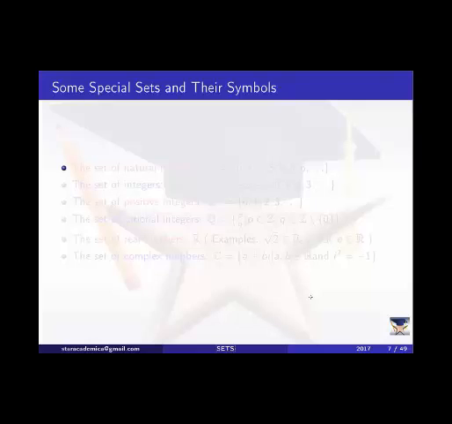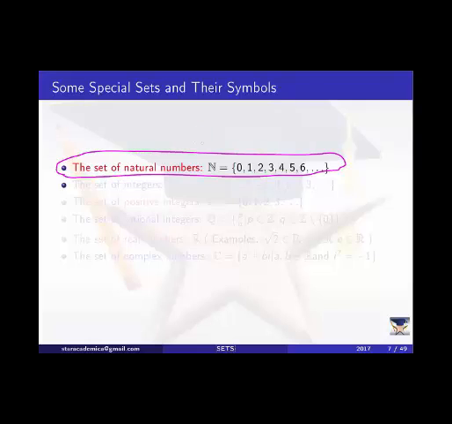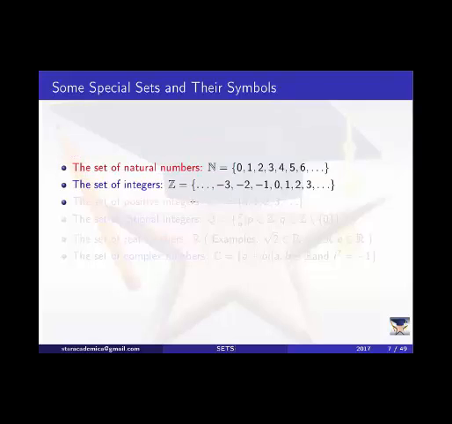Okay. Some special sets that we are going to run into in this course. Natural numbers start from 0 and we go with the counting numbers 1, 2, 3, 4, 5, 6. The set of natural numbers. The set of integers, with a Z. So we have positive integers, we have negative ones, and we have 0. So this is also called the whole number set. Another common name is the whole number set, or integers.